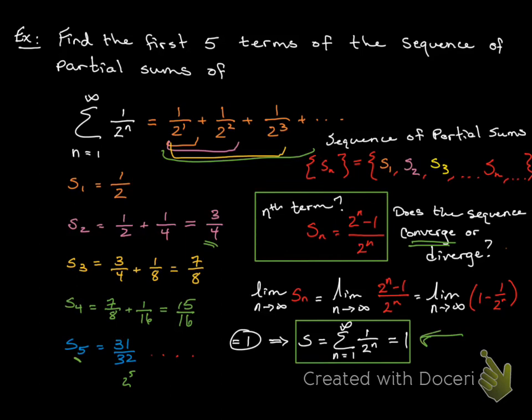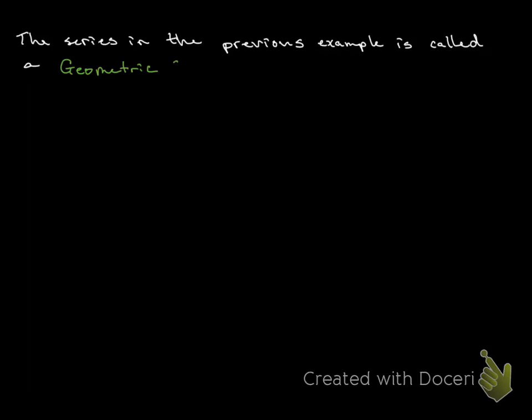Okay? Hopefully, we don't have to go through this process every time. There are some shortcuts, or generalizations, based on the type of series we're given or looking at. In fact, the series 1 over 2 to the n, from the previous example, is called a geometric series. And all geometric series have this specific shape.